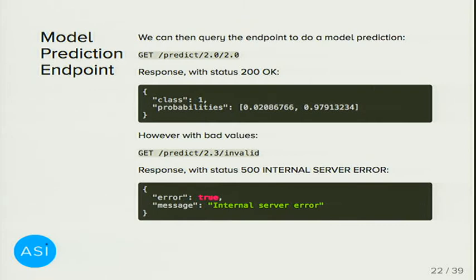Yeah, so here, this is how you call it again. You make this GET endpoint, predict/feature A/feature B, the values, and then the model prediction gets returned in this JSON encoded body.